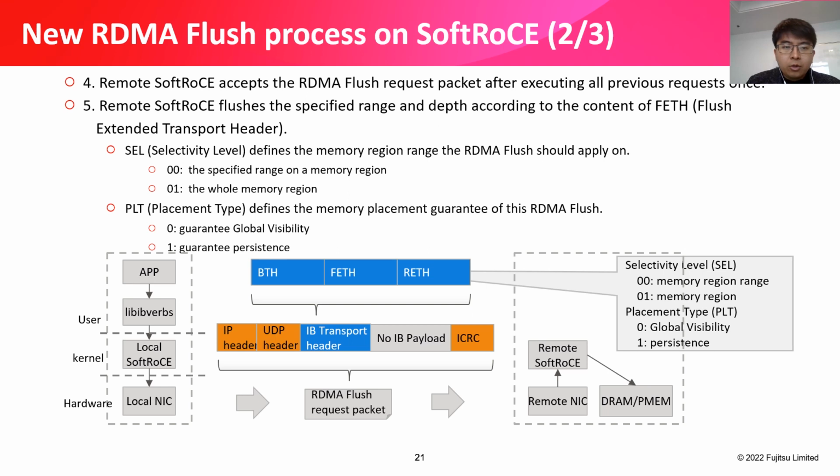Step 4. Remote soft RoCE accepts the RDMA flush request packet after executing all previous requests. Step 5. Remote soft RoCE flushes the specified regions according to the content of the flush extended transport header. Selectivity level defines the memory regions the RDMA flush should apply to. Placement type defines the memory placement guarantee of this RDMA flush.